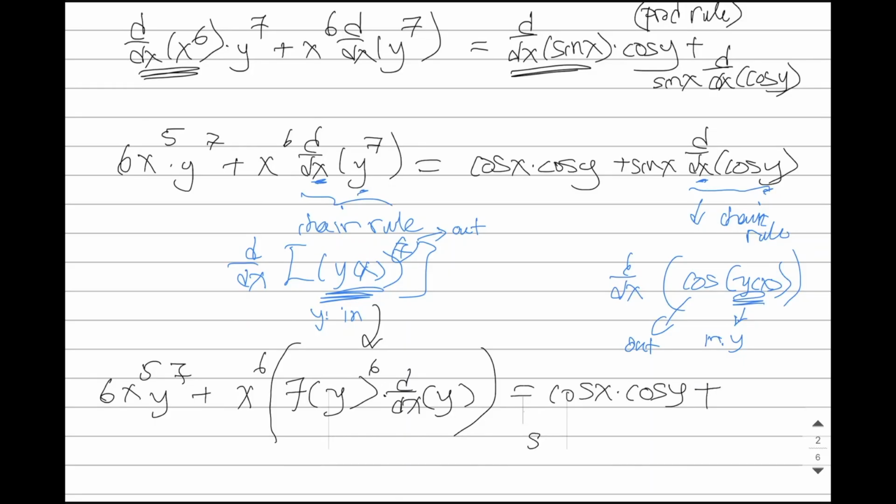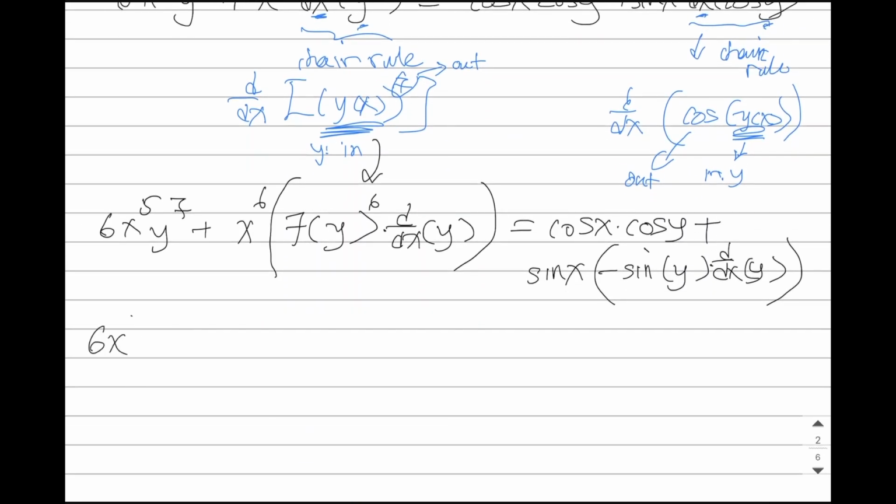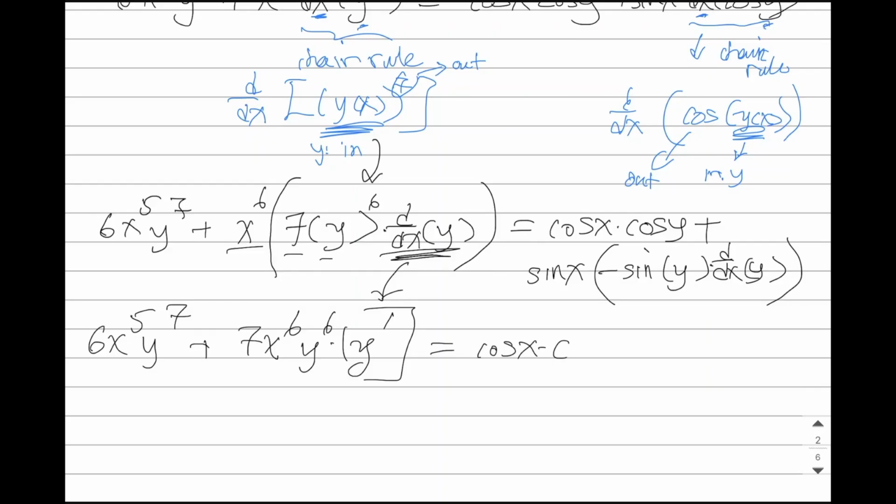I'll have a sine x in front, and then the chain rule says the derivative of the cosine of some stuff is negative sine of that stuff times the derivative of that stuff. That stuff here is a y, so I'll just replace it with a y. So we'll have 7x to the 6, y to the 6, dy dx, which just for simplicity I'm going to write as a y prime. And this is how we introduce the derivatives in problems like this. So I'll have cos x cos y, subtract sine x sine y times y prime.